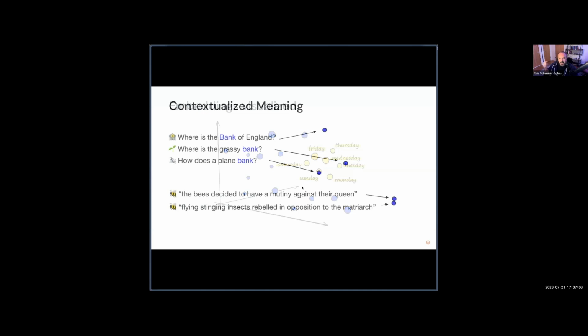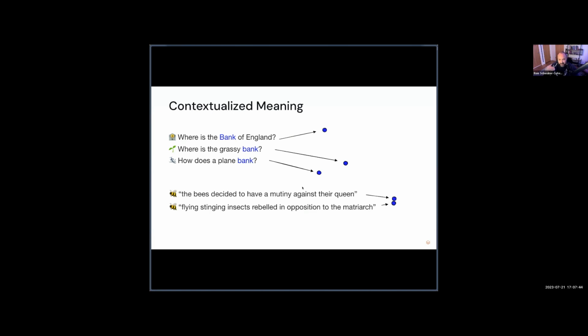To get more concrete about this, you can think of a word like bank, which can mean many different things. The meaning of the word itself is dependent on the context in which it lives. So for example, here we have, where's the Bank of England, and where's the grassy bank, and how does a plane bank? Of course, each one of these carries within it a completely different meaning, and that means that within the embedding space, this term is going to be embedded differently, and it's going to be actually farther apart from the other embeddings because it means something completely different.